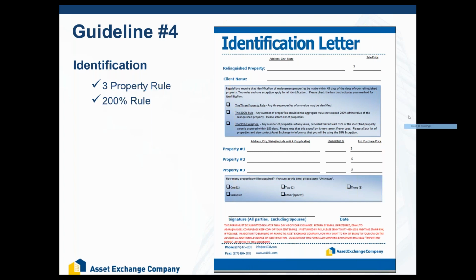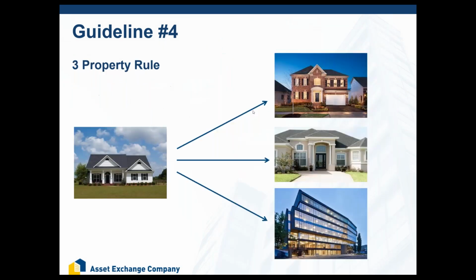What's the difference? Well, pretty simple. With the 3 property rule, you can identify 1, 2, or 3 properties. That's it. And when it comes down to your exchange, you have to buy 1 of the 3, 2 of the 3, or all of the 3 properties that you've nominated.